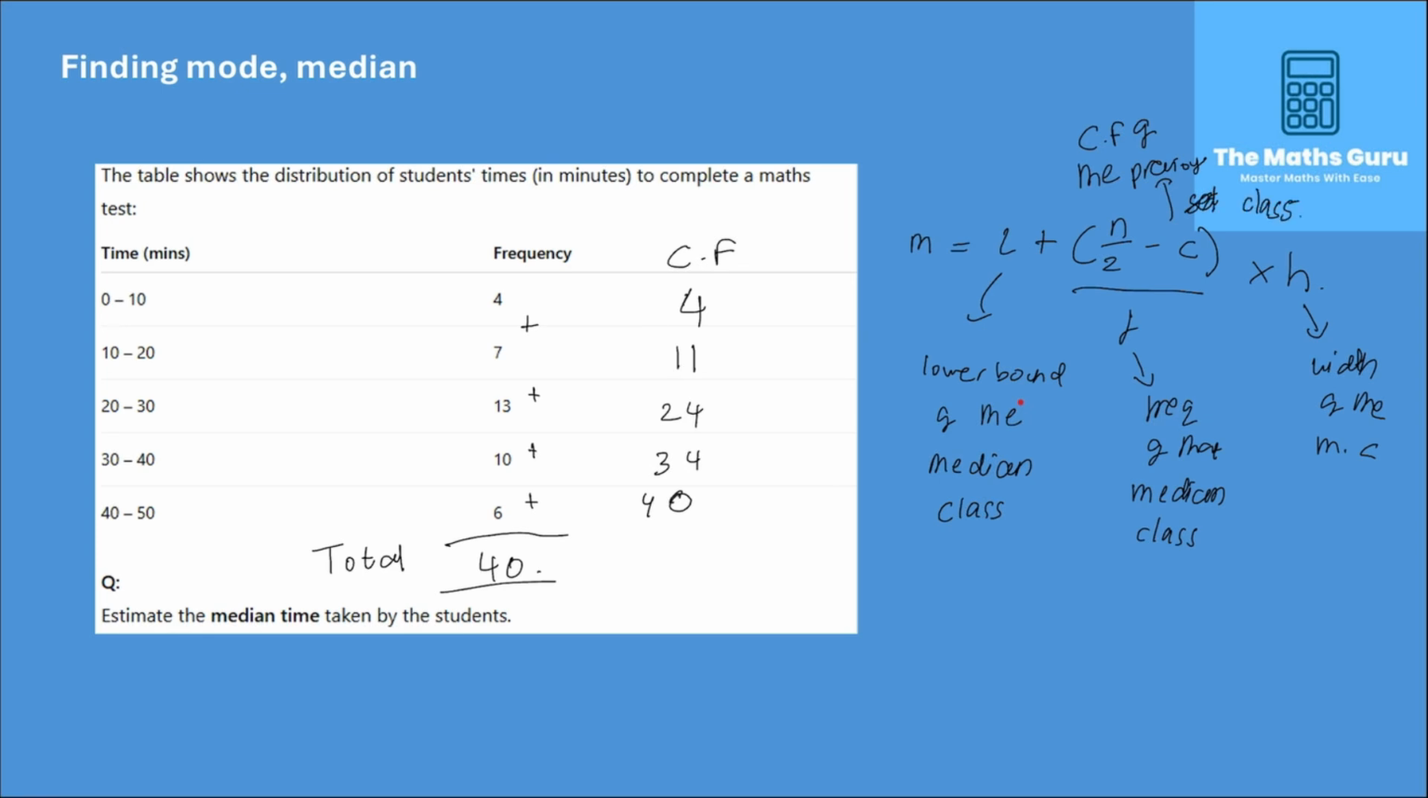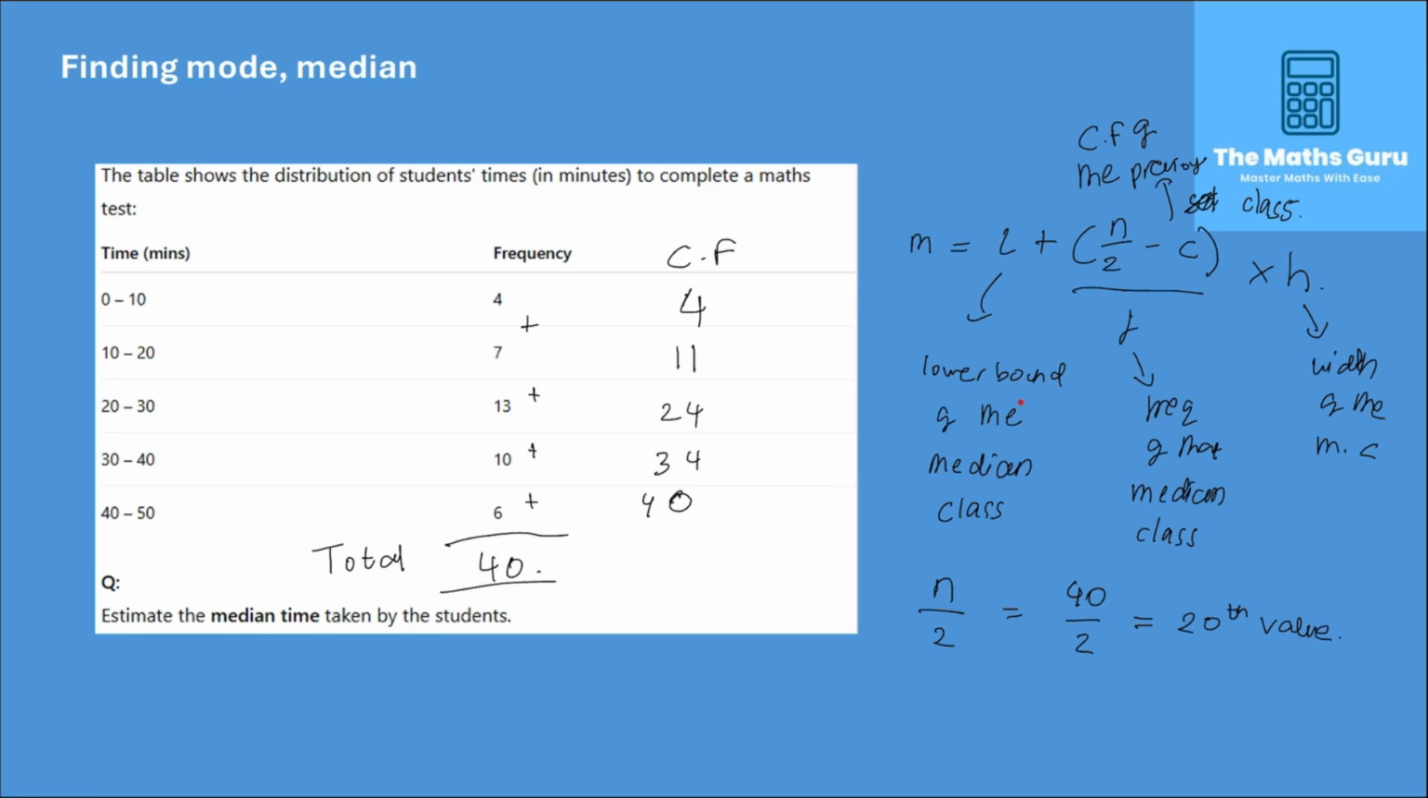So first we have to work out which class is our median class, and the way we do this is we look at our total frequency and use the formula n over 2, which in this case is going to be our 40 over 2, because n is our total frequency, right? And we want to work out the 20th value.